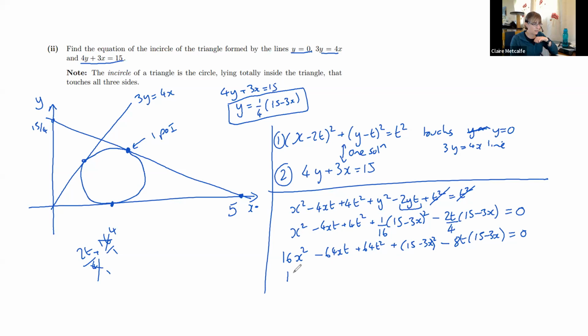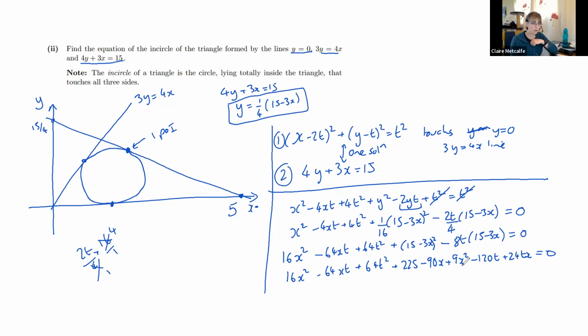And then I can do a bit more expanding. 16x squared minus 64xt plus 64t squared plus 15 squared is 225. 15 times 3 is 45, doubled is 90. Negative 3x squared is 9x squared. 8 times 15 is 120. And then 8t times 3x, that is 24tx. So quick check just to make sure I have done this all correct. There's no t there, so that all looks okay.